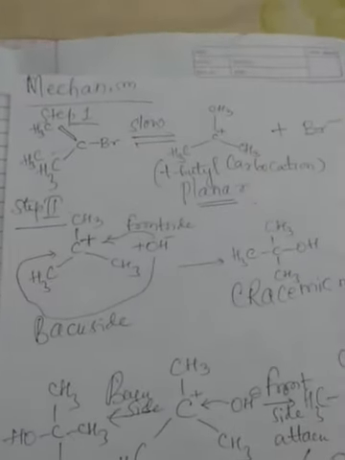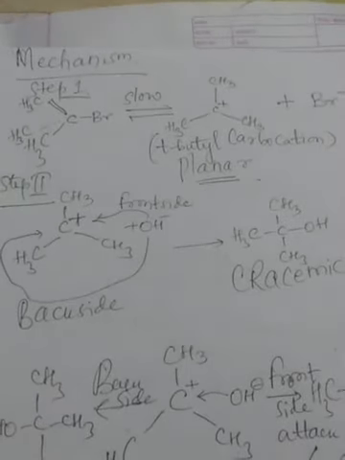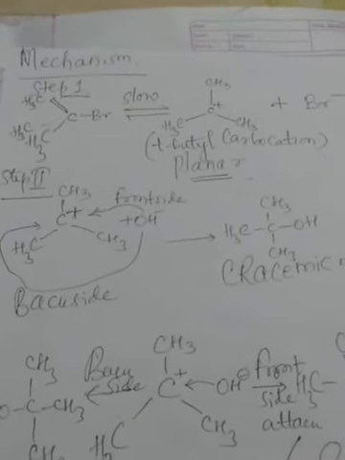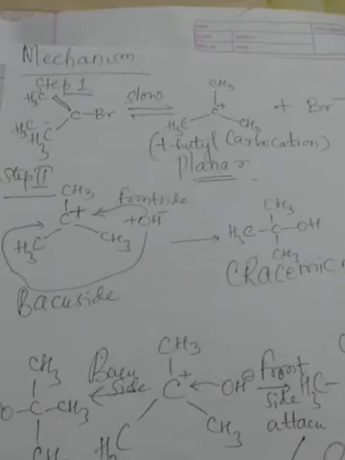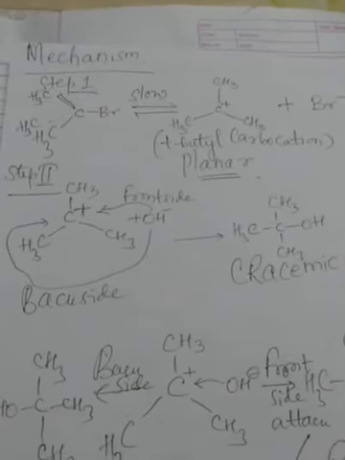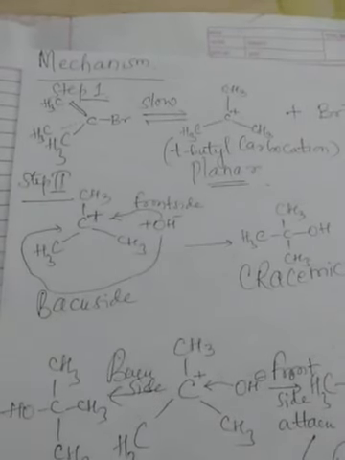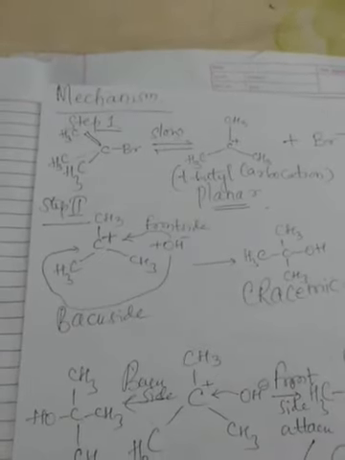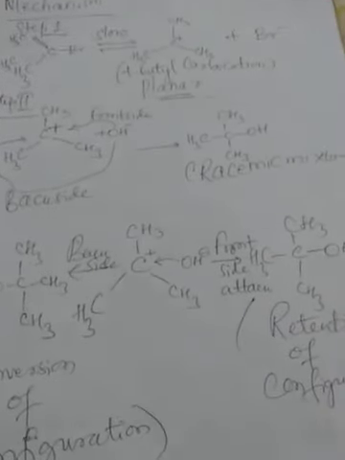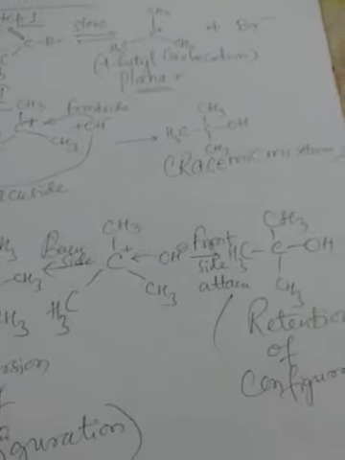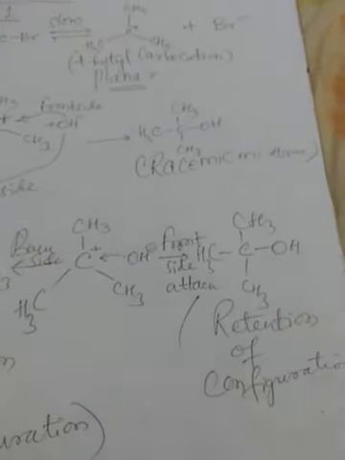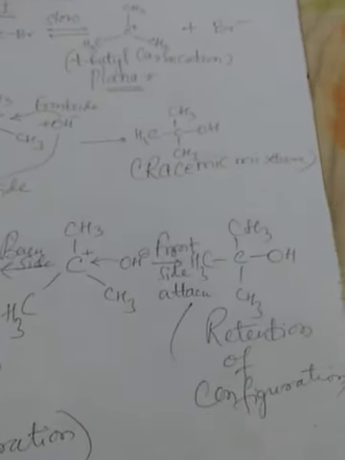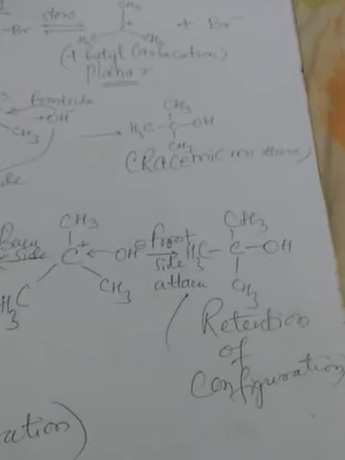In the second step, this planar carbocation is attacked by the nucleophile OH-, which is obtained by the dissociation of aqueous KOH. Look at the arrows there. Equal amounts of front side attack and back side attack are possible, so that the product formed is tertiary butyl alcohol. Let us see in detail how this second step happens. If a front side attack of OH- takes place, the product will have OH bonded to carbon at the same position where Br was present. So we say retention of configuration.